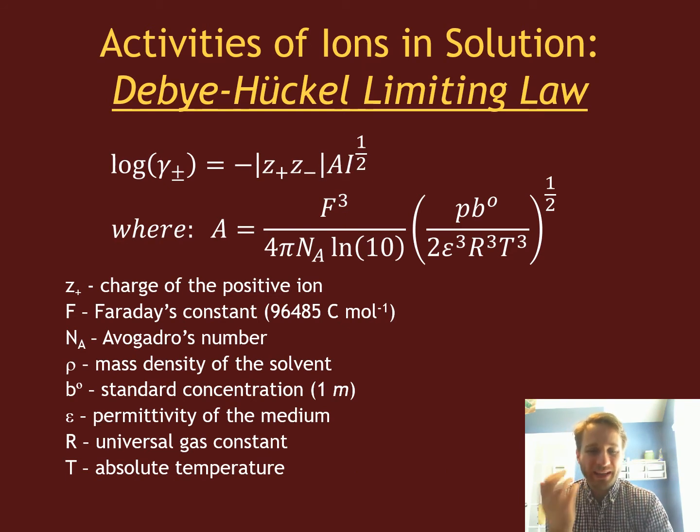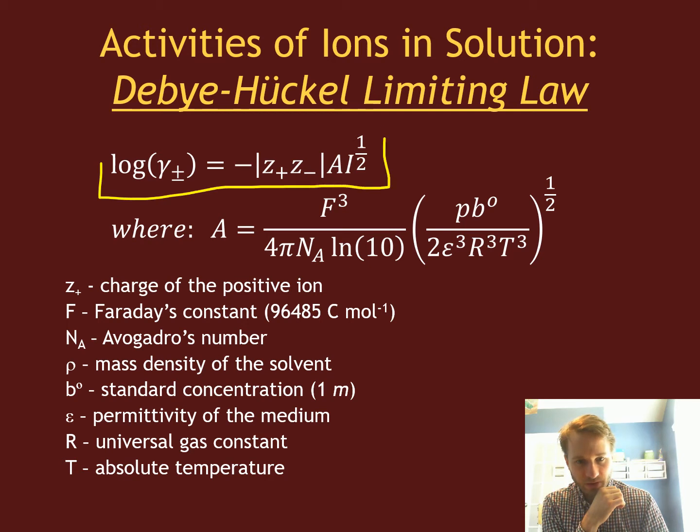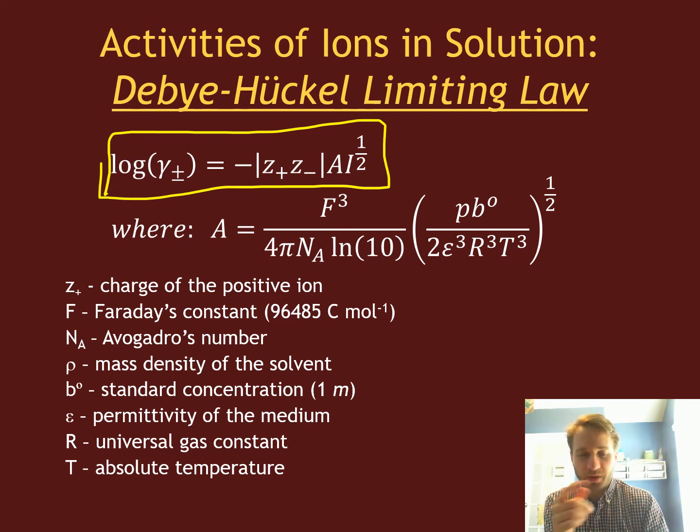And how can we get this mean activity coefficient? Well, we will use the Debye-Hückel limiting law. It was derived and shown that this mean activity coefficient is related by this equation: the log of your mean activity coefficient is equal to negative the charges of your ions times A, which is just a constant, times I, the ionic strength of the solution, to the 1/2 power. We'll explain what some of those are in the next slide or two.